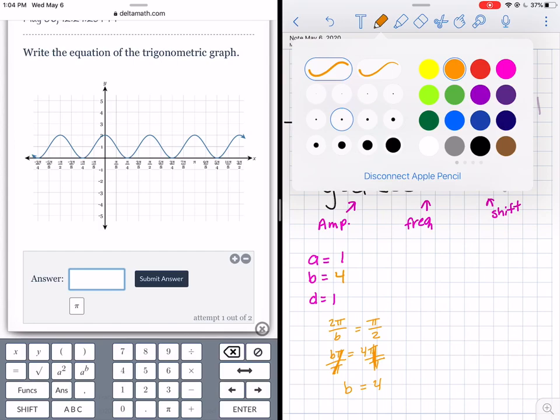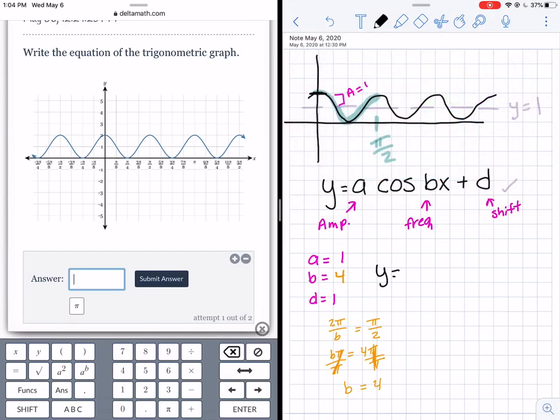So let's write our equation. Y equals 1 cosine of 4x plus 1. Now, your amplitude, you can have a 1 there. You don't need a 1 there.